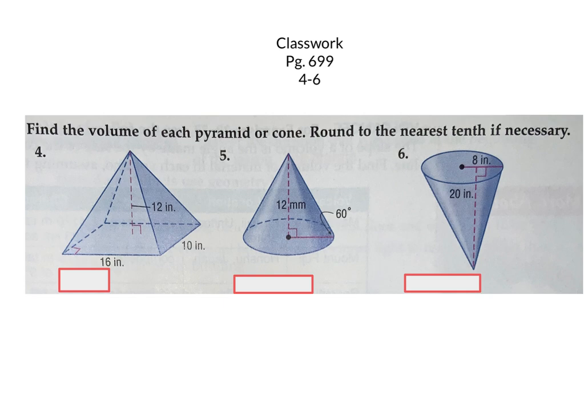The first one, you have a rectangular base, a height of 12. You should have gotten 640 cubic inches. For the next one, you could have used special right triangles or SOHCAHTOA. You would have gotten 603.2 cubic millimeters. And then the last one, they gave you really everything you needed. Pi r squared times height, 1,340.4 cubic feet.